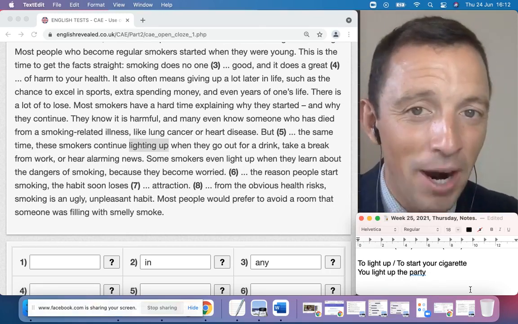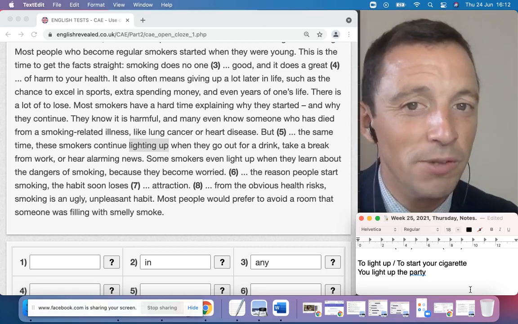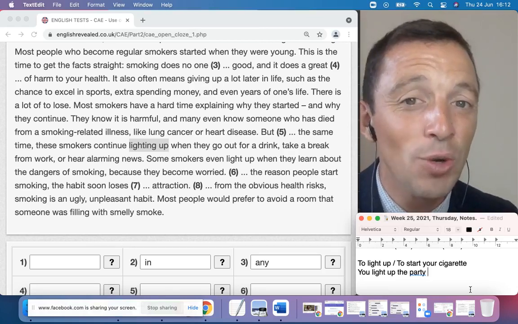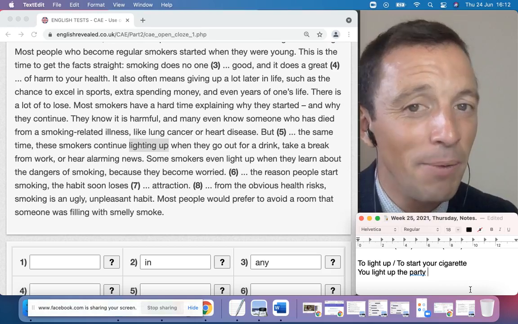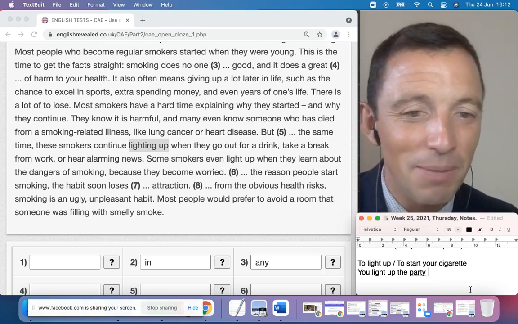When you arrive at the party, the mood improves and everybody is happy that you arrived. So you light up the party, you make everybody feel better. So that's a possibility as well.